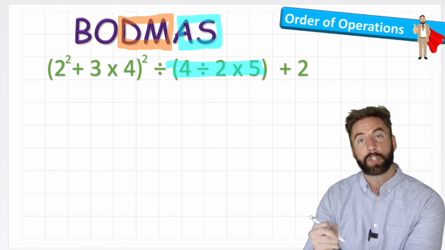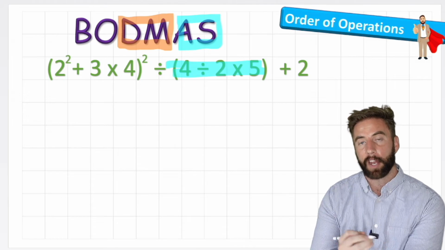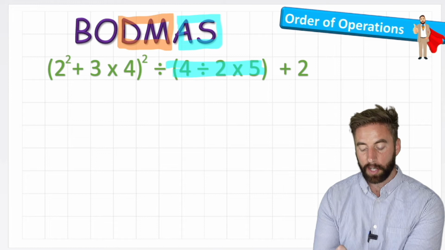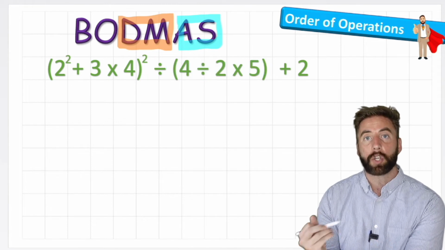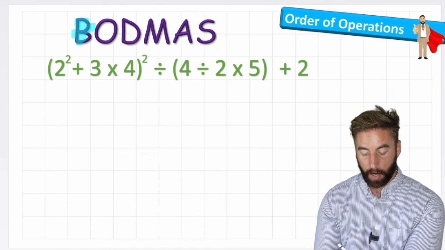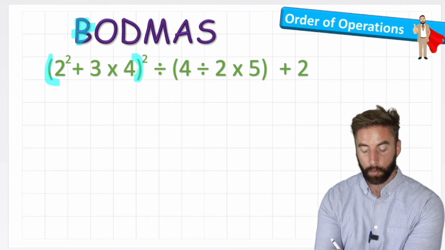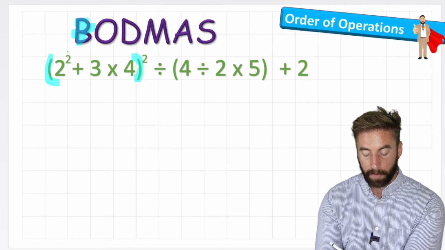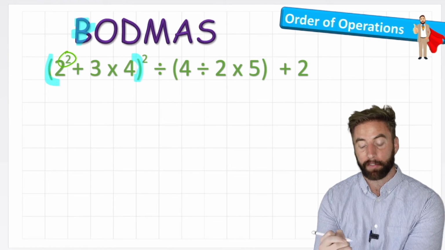But if it read 4 times 2 divided by 5, then I would actually start with my multiplication because that's first in the sequence. So my division and multiplication are linked, and so is my addition and subtraction. So with that in mind, let's begin. And I'm going to start with this bracket first of all. Now in this bracket, I can already see that I have an order up here. So I'm going to do that part of the bracket first.